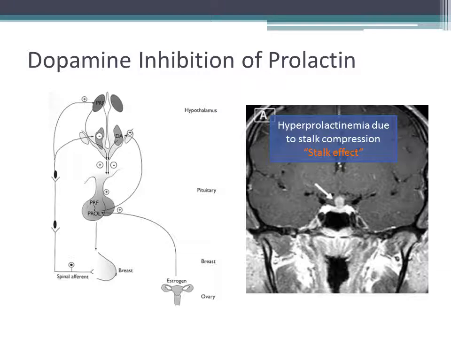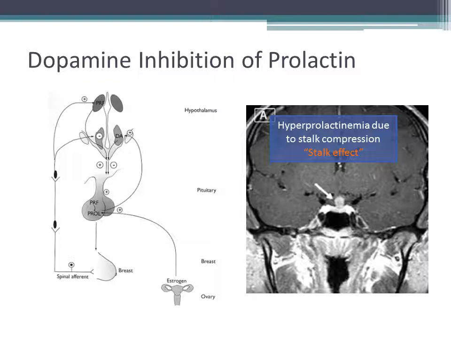And you can see here in the picture, the arrow is pointing to a thickened stalk because of an infiltrative disease, for example. And this will lead to interrupted dopamine signal from the hypothalamus to the anterior pituitary, resulting in hyperprolactinemia. Stalk effect does not produce prolactin levels more than 200, following the same rule we discussed a bit earlier.